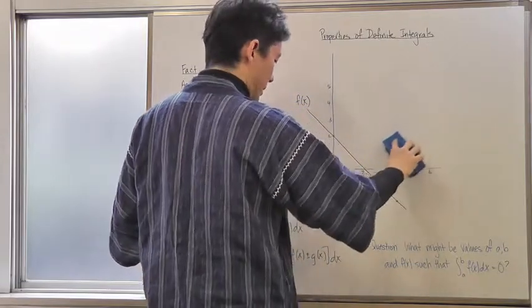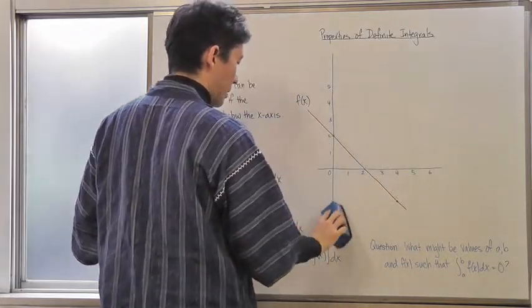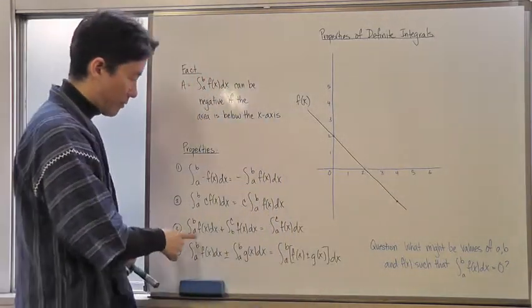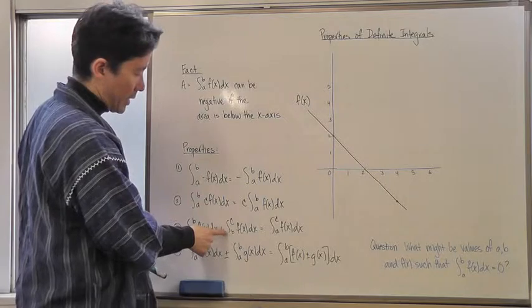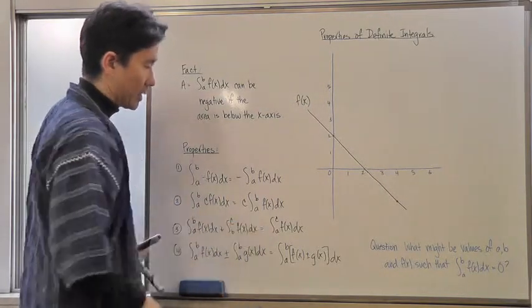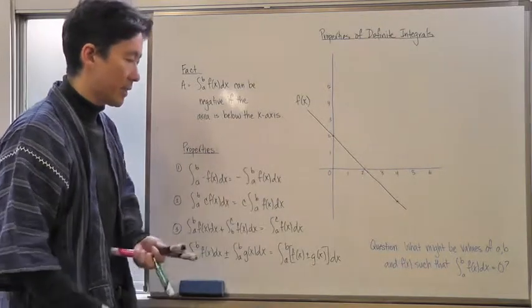Okay, number 3 says, if you have the integral from a to b of f of x dx plus the integral from b to c of f of x dx, that is the same thing as the integral from a to c of f of x dx.